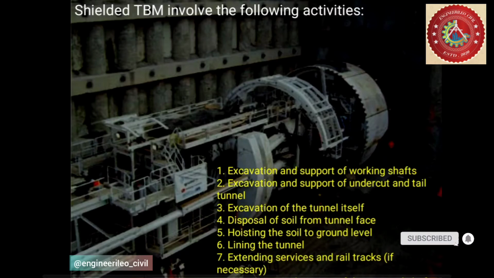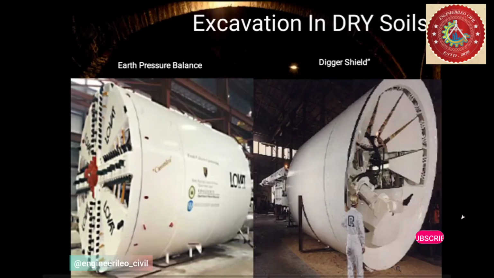Excavation and support of working shafts. It's a tunnel boring machine, and we're going to learn about some of the activities of this shielded tunnel boring machine: the excavation and support of working shafts, excavation and support of undercut and tail tunnel, excavation of the tunnel itself, disposal of soil from the tunnel face, pushing the soil to ground level, lining the tunnel, extending services and rail tracks, excavation and support of removal shaft.